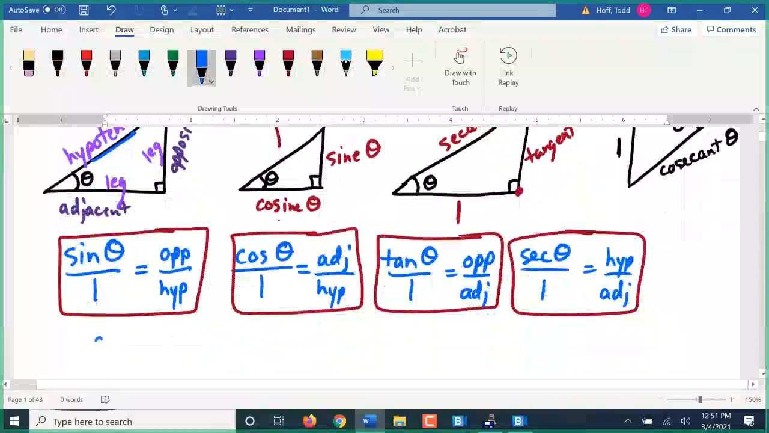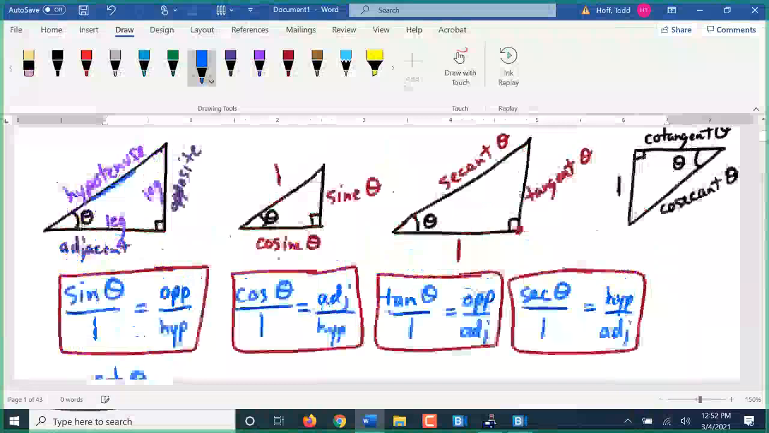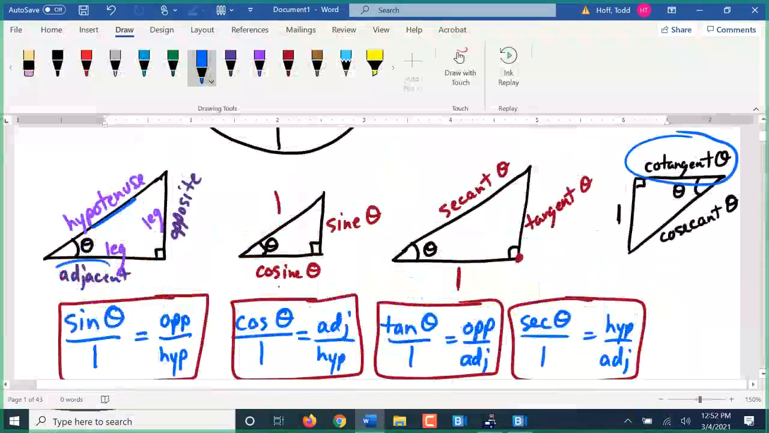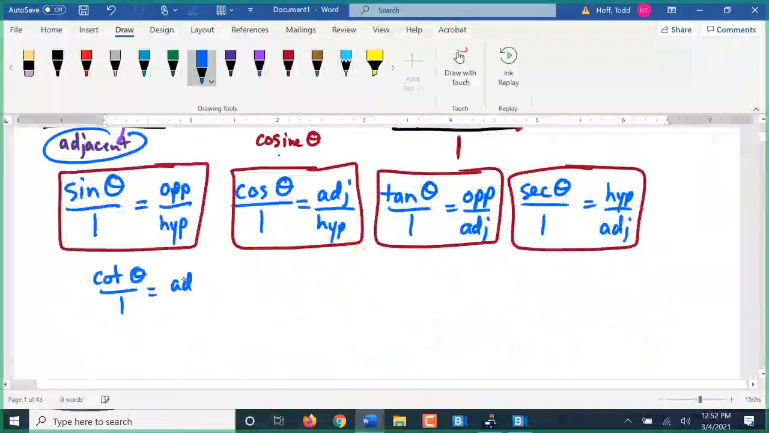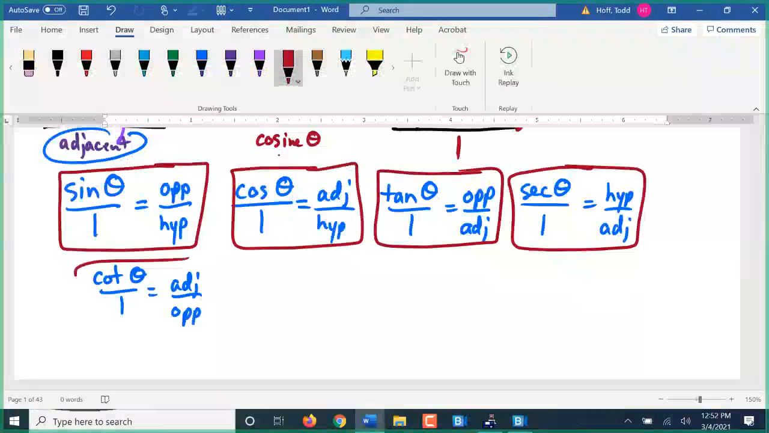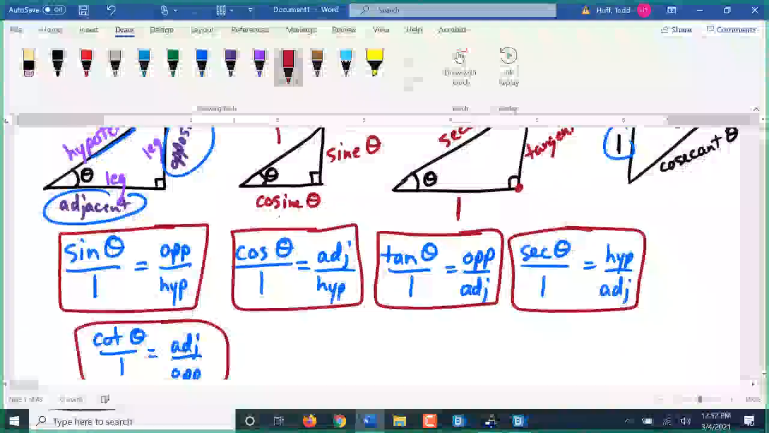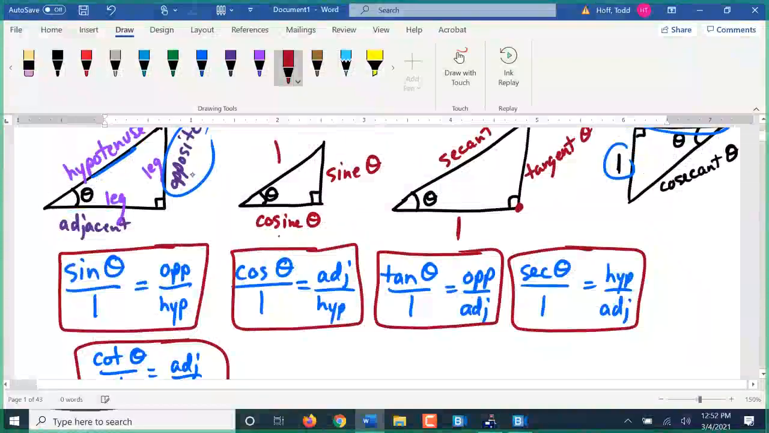if I have cotangent, which is abbreviated COT, over 1, the cotangent corresponds to the adjacent side, 1 corresponds to the opposite side. That's adjacent over opposite. The definition of cotangent: cotangent of an angle is the length of the adjacent side divided by the length of the opposite side.